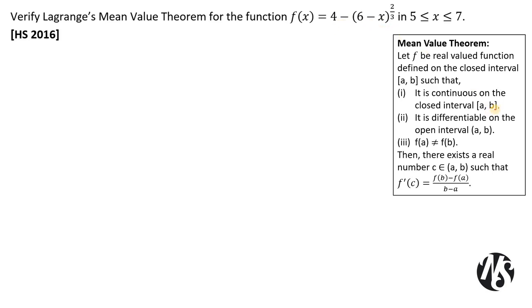So when the first condition is satisfied, the third condition is that f(a) not equal to f(b) must hold. One thing to remember: if f(a) and f(b) are equal, then we apply Rolle's theorem. Rolle's theorem is a special form of LMVT. In LMVT these two need not be equal, whereas in Rolle's theorem these two must be equal.